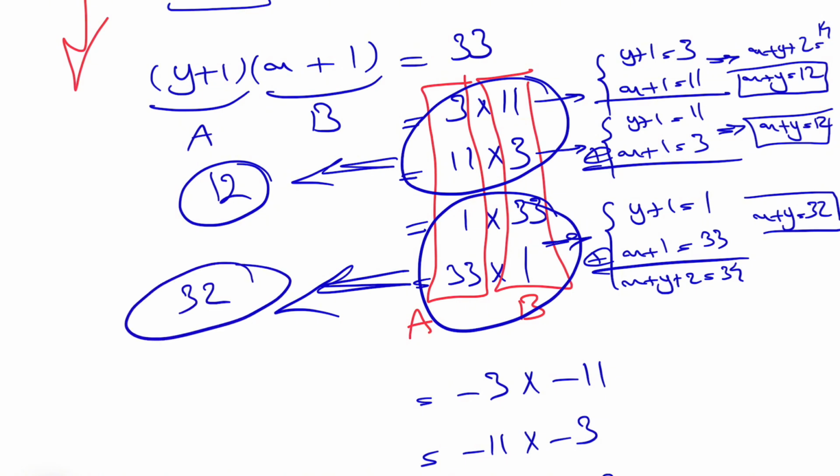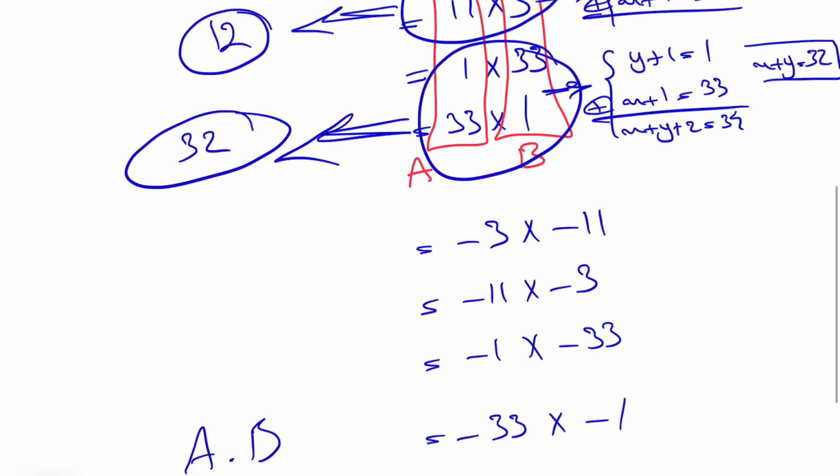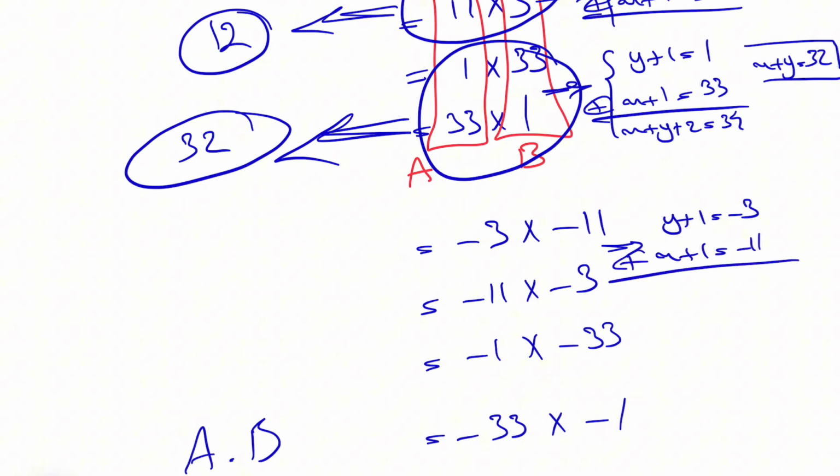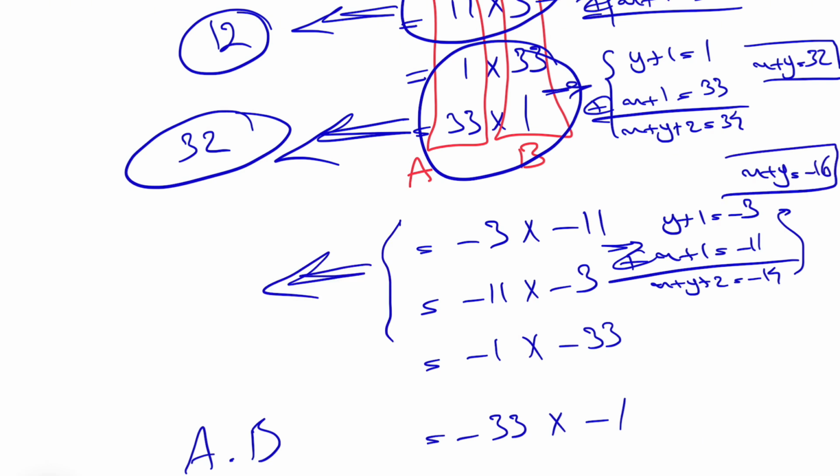So far we have two different answers. Let's move on to the third one. From this one, what we have is y plus 1 equal to minus 3 and x plus 1 equal to minus 11. Again, if we add these two, x plus y plus 2 will be minus 14, and that means x plus y is minus 16. From our third pair, we get minus 16 as one answer.